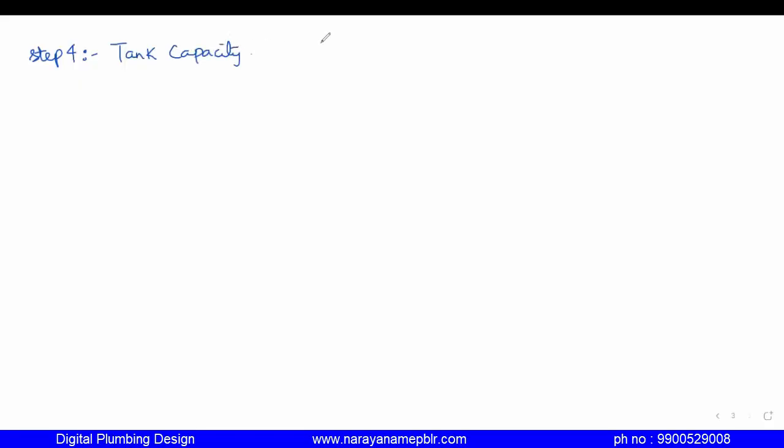So for tank capacity, underground tank, we will go with a raw water tank and a treated water tank. Raw water tank, I'll take 1.5 day storage. Treated, I'll take 1 day storage. But in the notes it is mentioned, just let me show you.